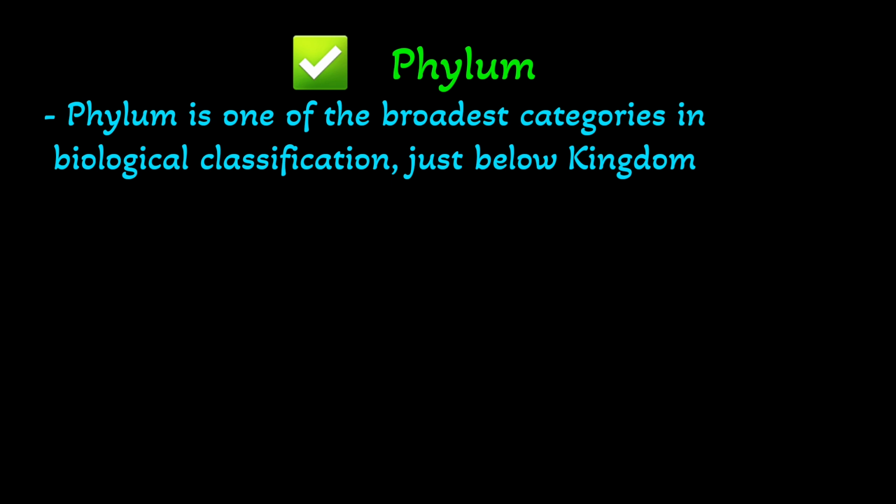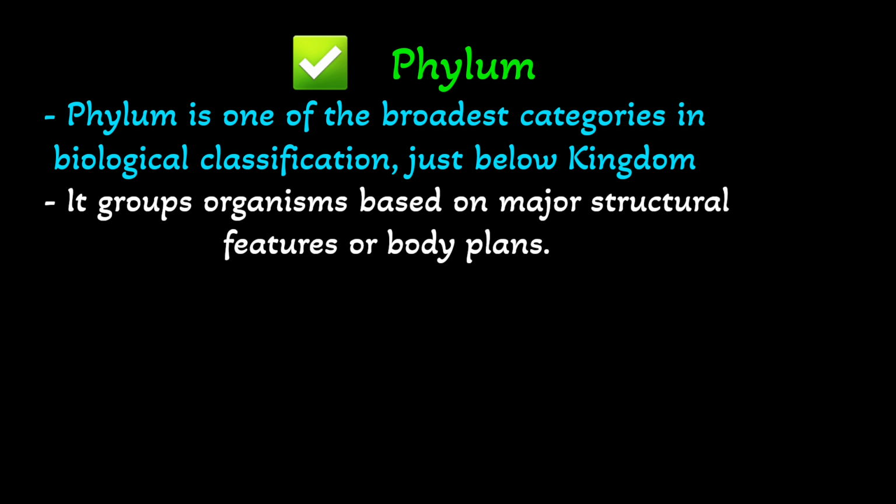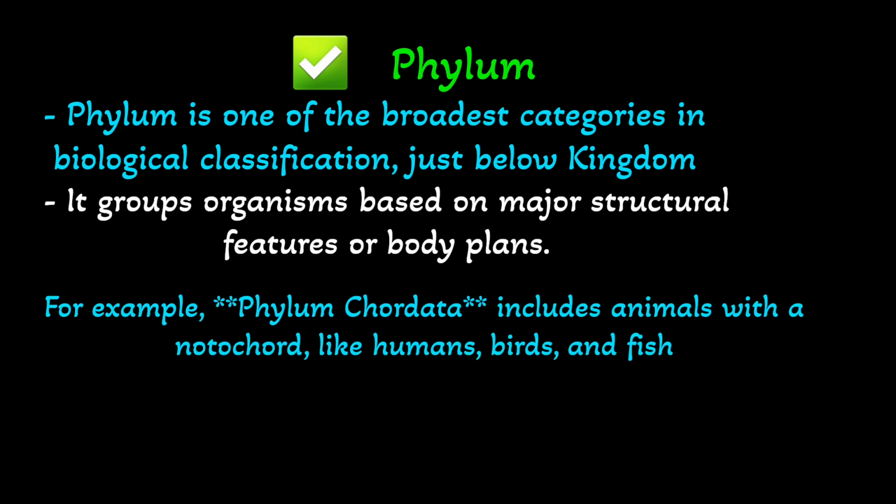So what is phylum, student? Phylum is one of the broadest categories in the biological classification, and it lies below the kingdom. In the phylum, it groups the organisms based on the major structural features, or their body plans. So what are the examples for the phylum?